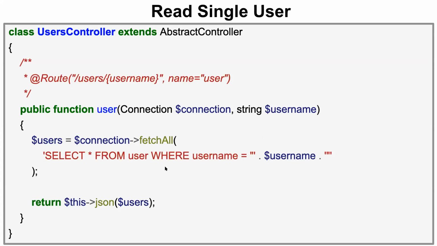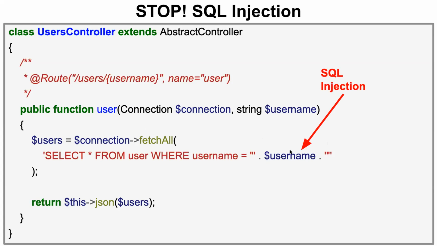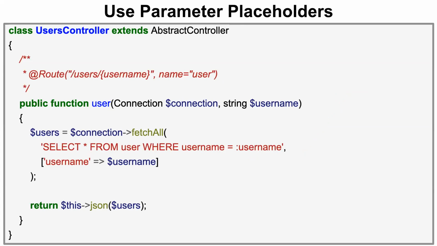So there's actually a major problem right here with this code. There's a SQL injection. If someone were to manipulate this string username and put some SQL in it, they could actually execute arbitrary SQL on this query right here. So you never want to string concatenate or embed user inputted data into SQL queries. You always want to use parameter placeholders.